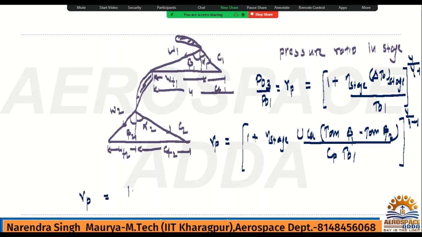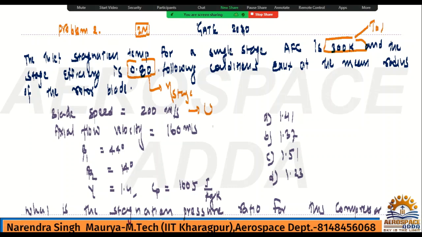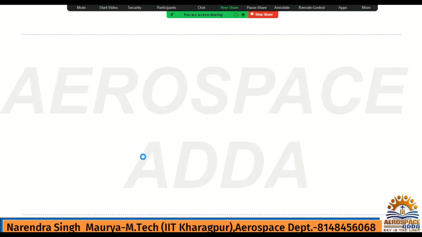Each and every value: 1 plus eta stage. See, in the problem itself, everything they have given. They have given eta stage, this is the eta stage. The inlet stagnation temperature is T naught 1, and this is the blade speed U, this is the axial speed Ca, beta 1, beta 2 you have, gamma, everything you have. You just put in the values and you will get your answer.